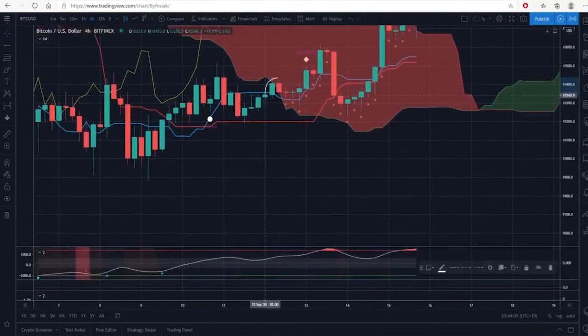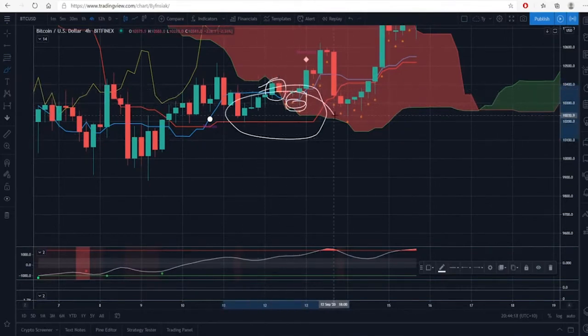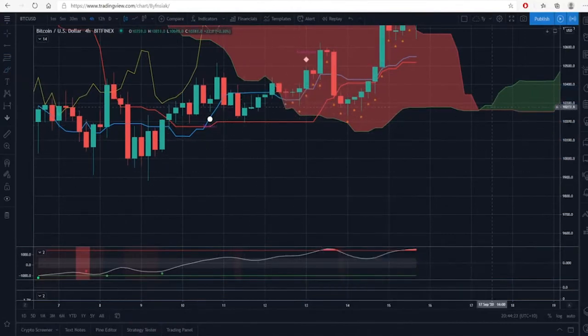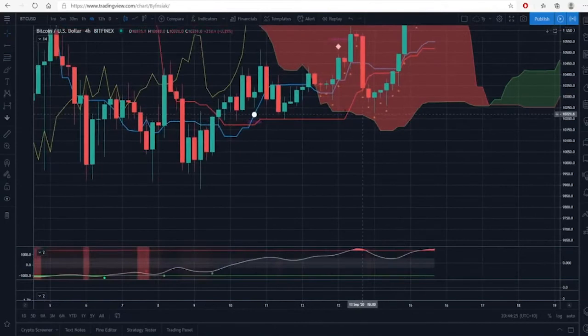We've entered the cloud. We've very close to retested the bottom of the cloud. We've had this little pin bar here and this buy up from this level. We've still got divergence between our base and conversion lines. So let's check the boxes here on the 4 hour.